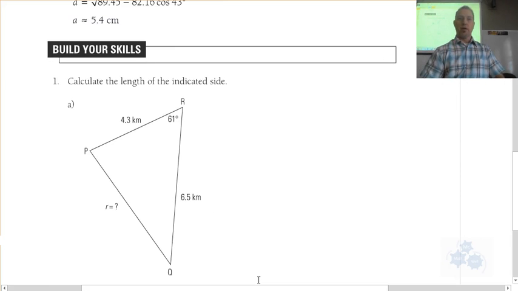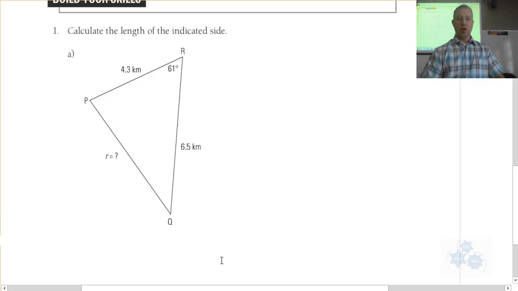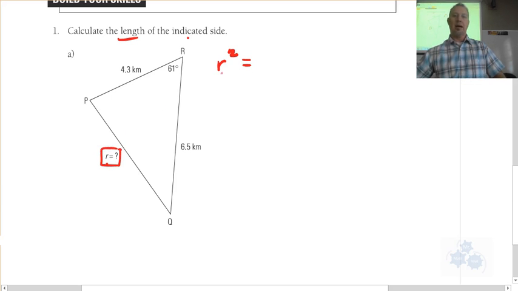Okay, we're going to go through this again, and we'll show you how to do this. So this one's very much like the first two examples we looked at. Calculate the length of the indicated side, that's r. So guess what? We're going to do r squared. Always have to start off with the side that we don't know. Let's put that on the left side of the equation, squared, all by itself. Then we're going to add this squared plus this squared. Those are the other two sides. So 6.5 squared plus 4.3 squared.